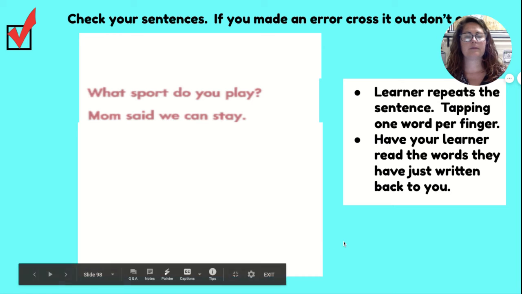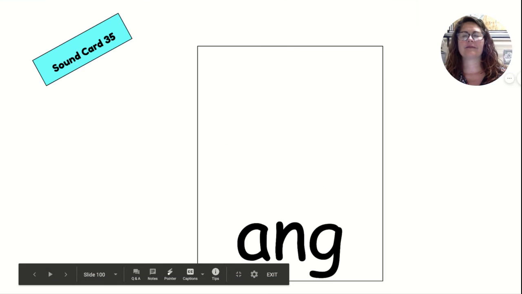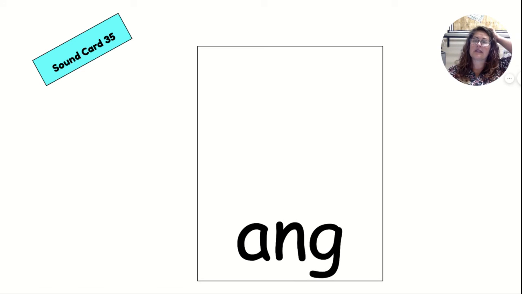Okay, very good. Now we're on to the new learning. So today we have sound card 35, and yesterday was sound card 35 as well. Most of these, the ing, ang, ong, and will all be on one card together, but we're presenting them individually.